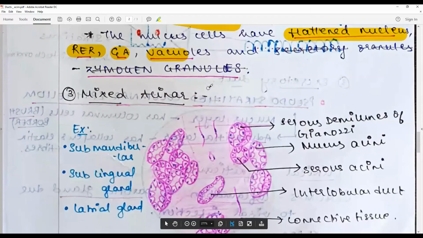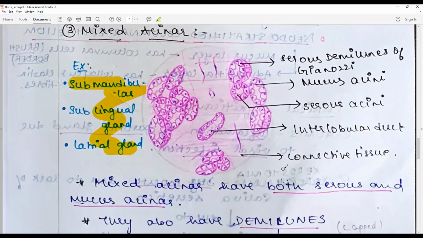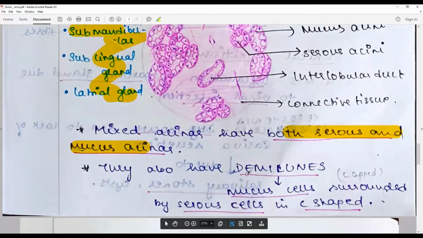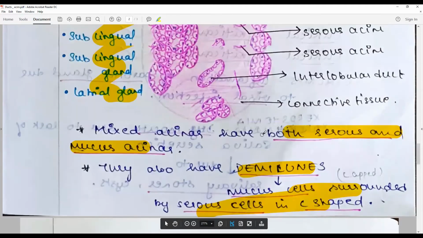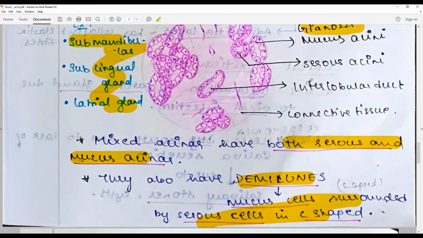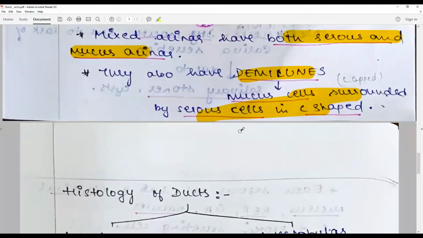That is highlighted here. Mixed acini have both properties. Examples are the submandibular, sublingual, and labial salivary glands. They have both serous and mucous acini. They also have characteristic structures called demilunes, which are crescent-shaped, surrounded by serous cells. They lie over the mucous cells, the serous demilunes of Giannuzzi. They appear like mucous cells, but they overlay serous cells. Their function is to squeeze the ducts.